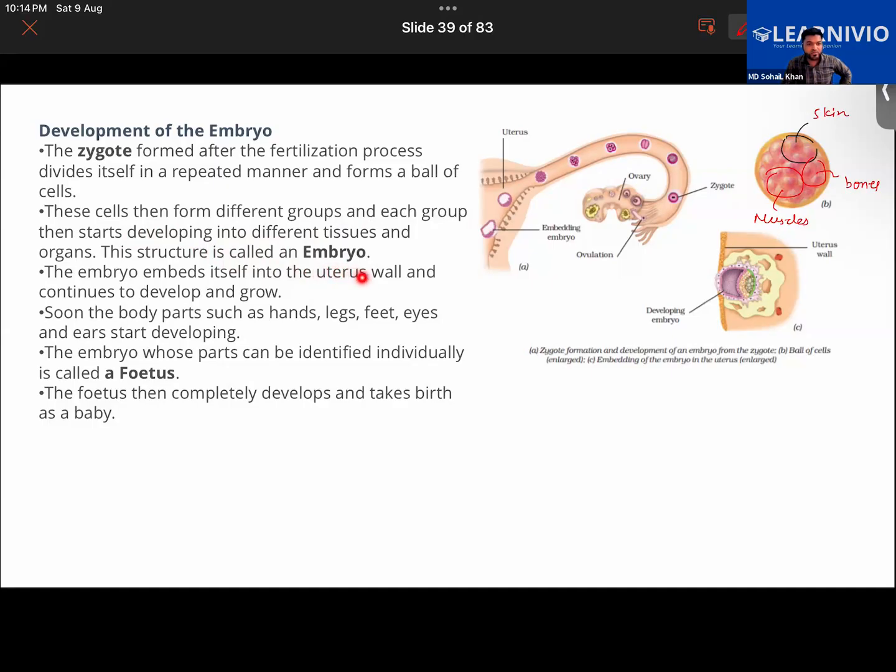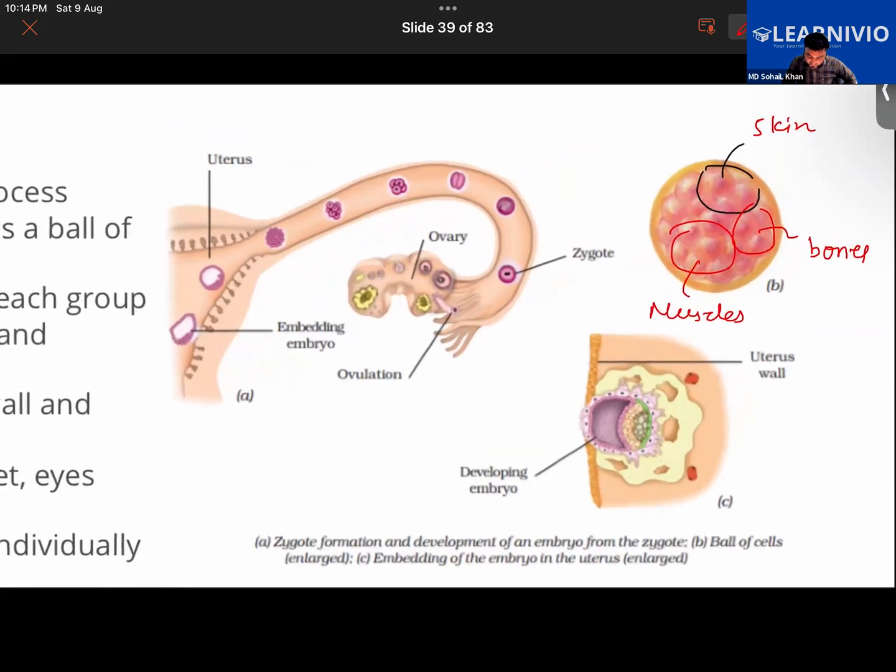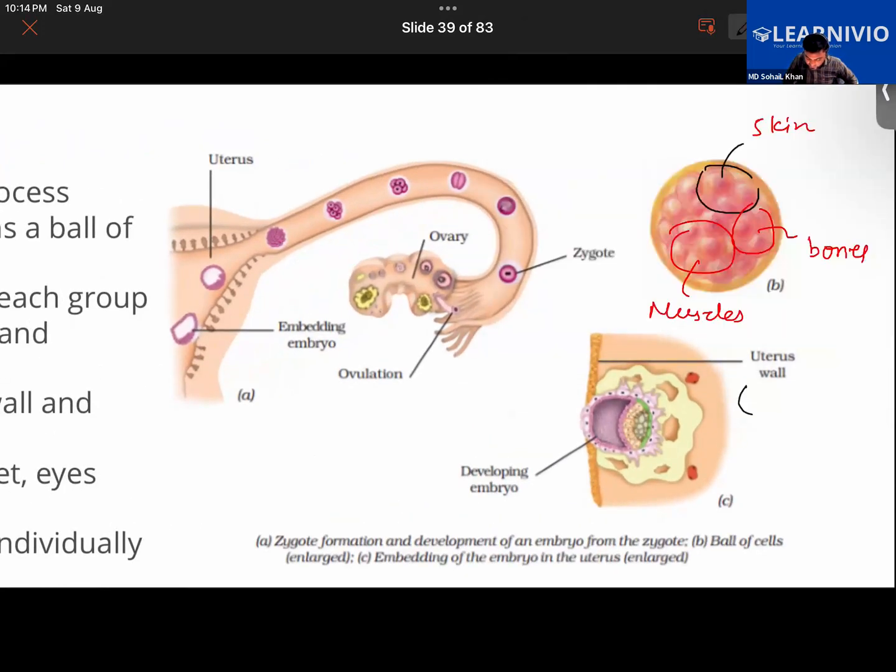So this embryo will further embed itself into the wall of the uterus, which we also call the endometrium. Here you can see the embryo has embedded itself. This entire structure where I'm circling is the embryo. It has implanted itself into the wall of the uterus. Now it will receive nutrition from the mother and will grow further.